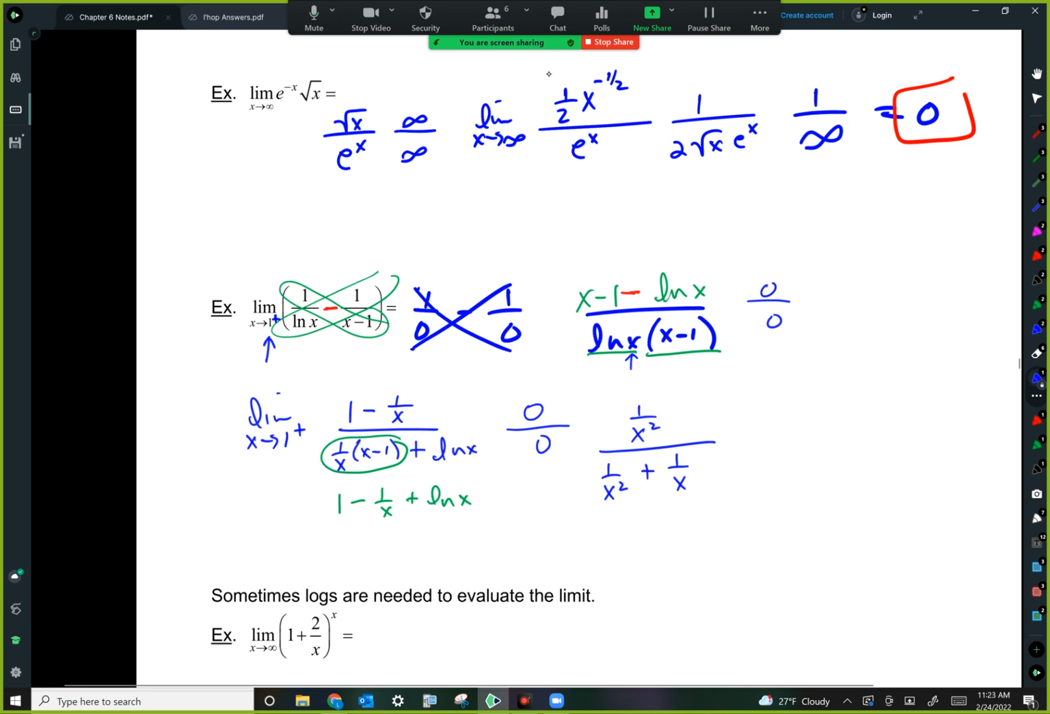So if I substitute in a 1, I'm going to have 1 over 1. On the bottom, I'm going to have 1 over 1 plus 1 over 1. I think we have an answer.